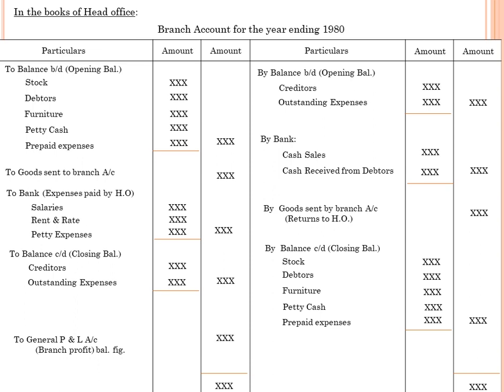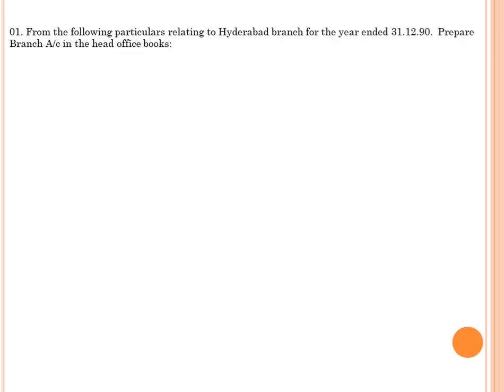If the debit total is in excess over the credit, that balancing figure we call branch loss, transferred to general P&L. This is a simple format of branch account, my dear. I hope you understood the concept and proforma to prepare the branch account. Okay, now we move on to the most expected problem for your examinations. Let's go. This is problem number one. First, I am going to read the question. Listen carefully.